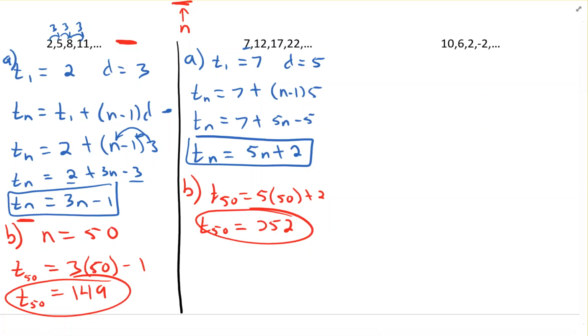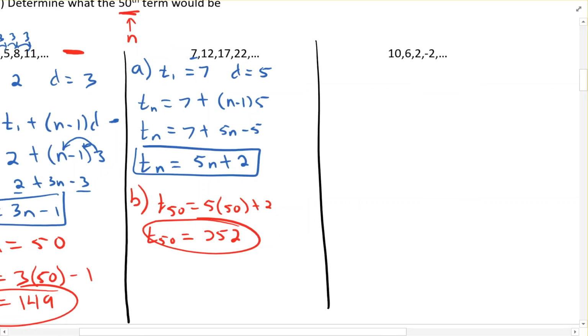Okay, last one. So for part A of this, I'll make it blue, we'd say T1 was equal to 10. D, now here's the part where you could make a mistake, because you can see there's a 4 difference between all of these, but it's going to be negative 4 because it's going down every time. So negative 4, negative 4, negative 4.